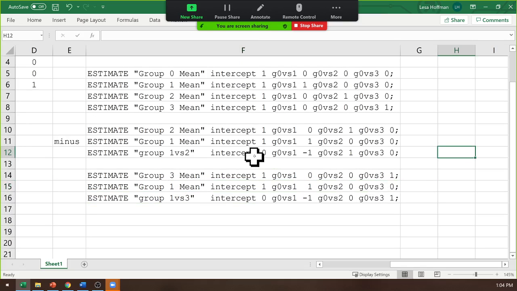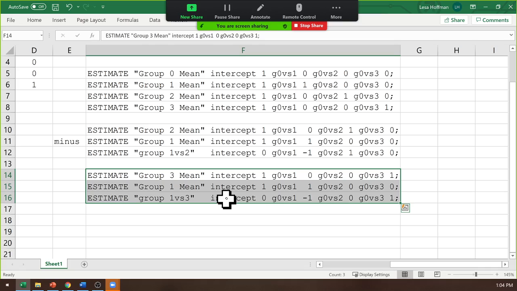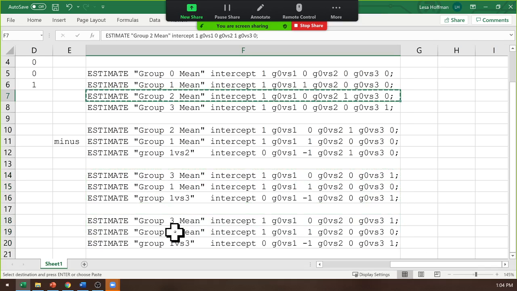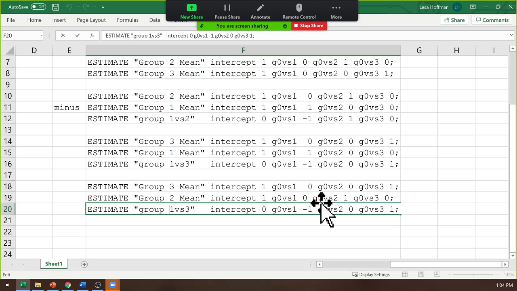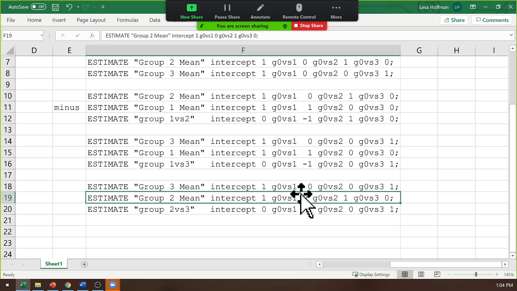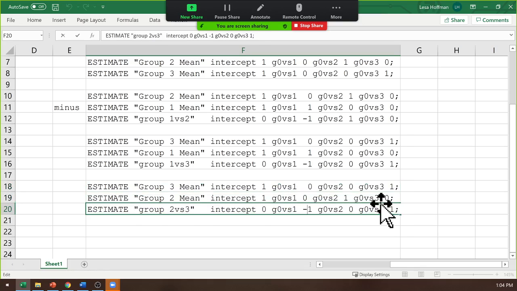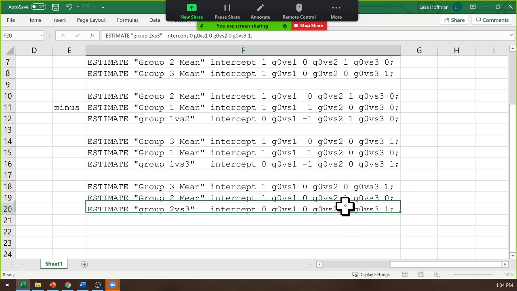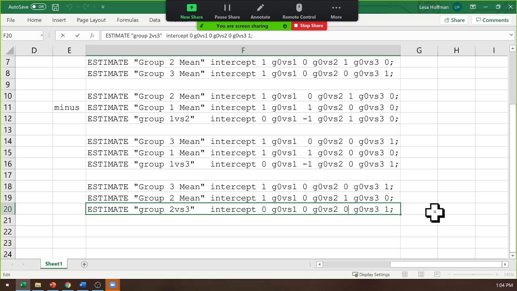And there'd be one more set. Should we do the last one? Why not? I'm feeling generous. Group 2 and 3. So intercept still drops. This one goes to 0. This one goes to minus 1. And the last one stays at 1.